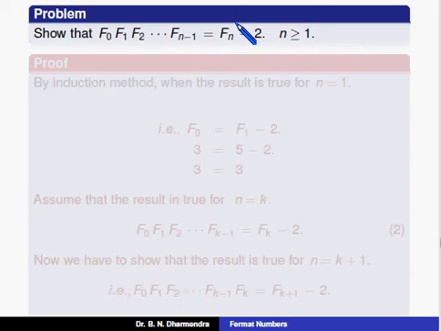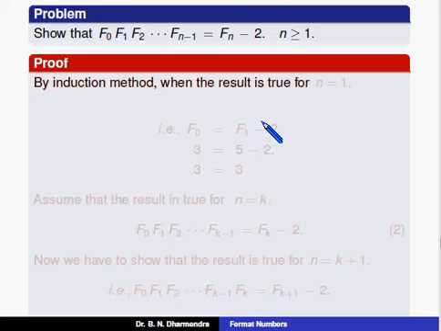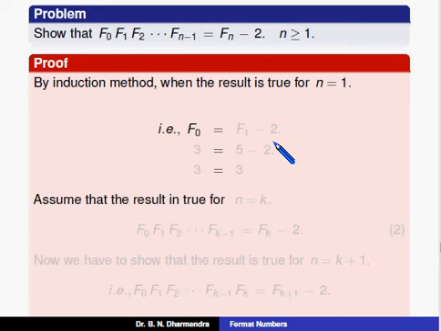Again, by using the induction method, what is the first value? That is n is equal to 1. The result is true for n is equal to 1. Substituting n is equal to 1, the left side is f0, the only first value, and the right side is f1 minus 2. So f0 is 3, and f1 is 5 minus 2, that is 3 is equal to 3. LHS is equal to RHS. So therefore the result is true for n is equal to 1.